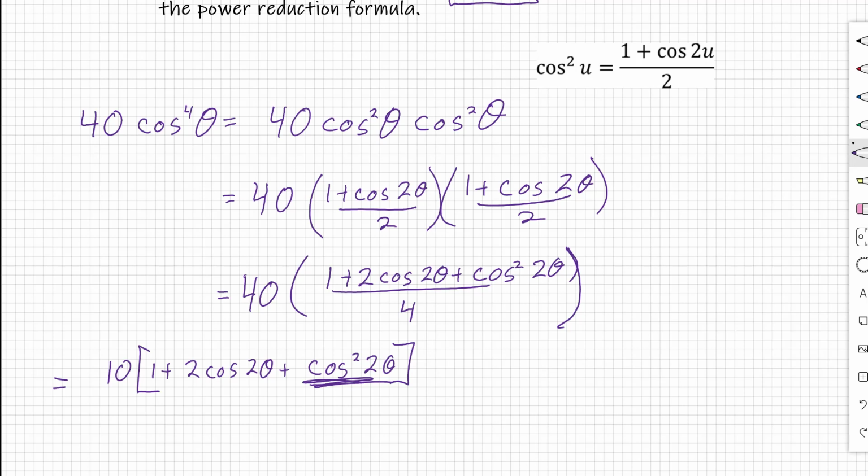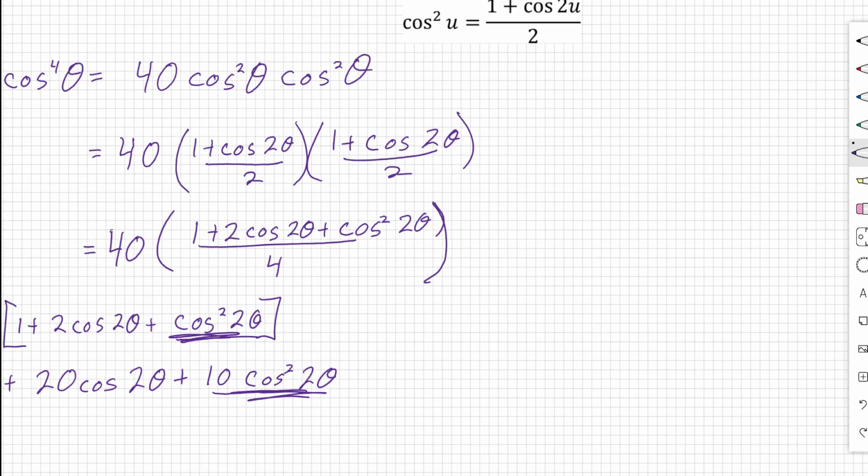To do that, I'm going to go ahead and distribute the 10 just because I don't want to have to deal with the brackets. We get 10 plus 20 cosine 2 theta plus 10 cosine squared 2 theta. And our formula for cleaning up a cosine squared of something is to, let's see, I'm out of room. There we go. Is to use this formula.